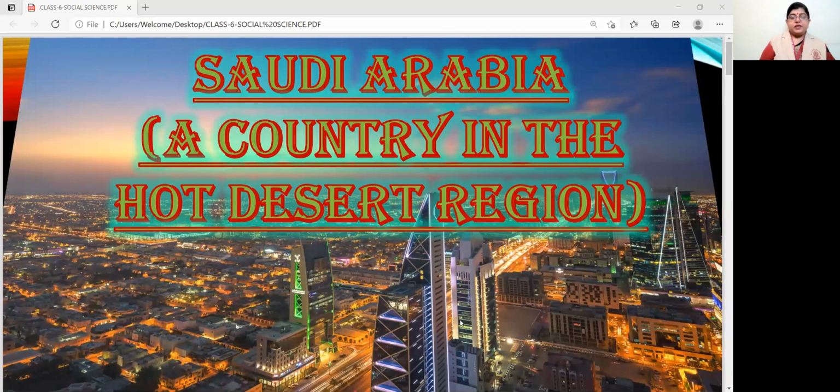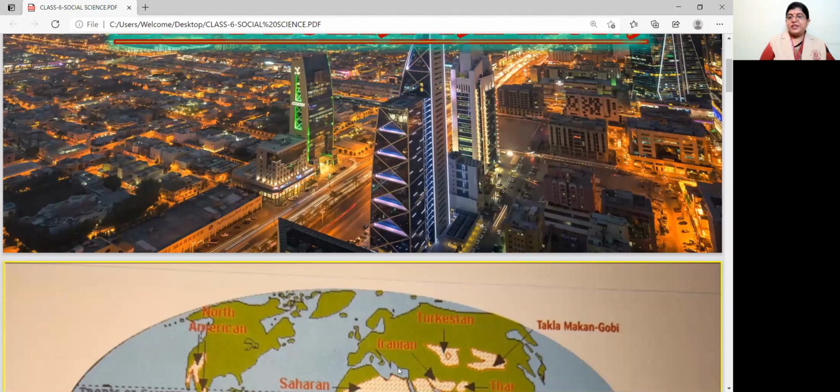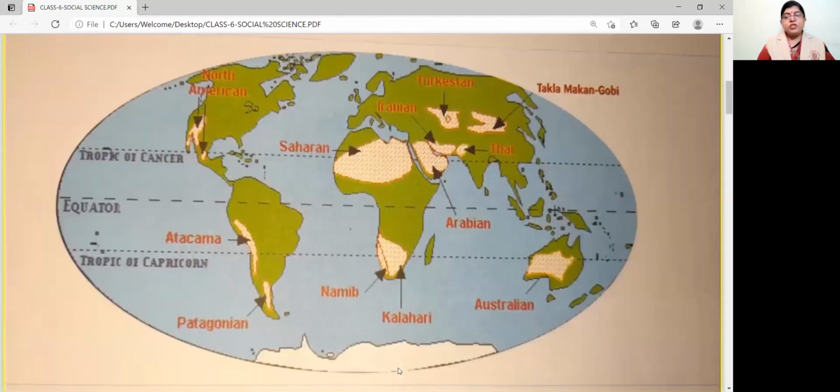This is the picture of Saudi Arabia. Skyscrapers, tall buildings, beautiful place, how they are developed. Now see, what I was telling, that from Tropic of Cancer and Tropic of Capricorn, maximum hot deserts are passing. So this you have to keep in your mind. Just see, Sahara is there, and this Arabian Desert is above and below the Tropic of Cancer. Can you see this? Above this I'm revising.